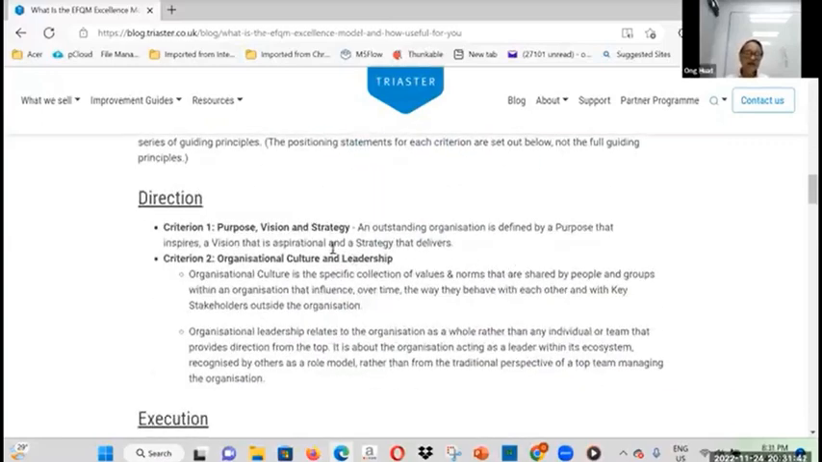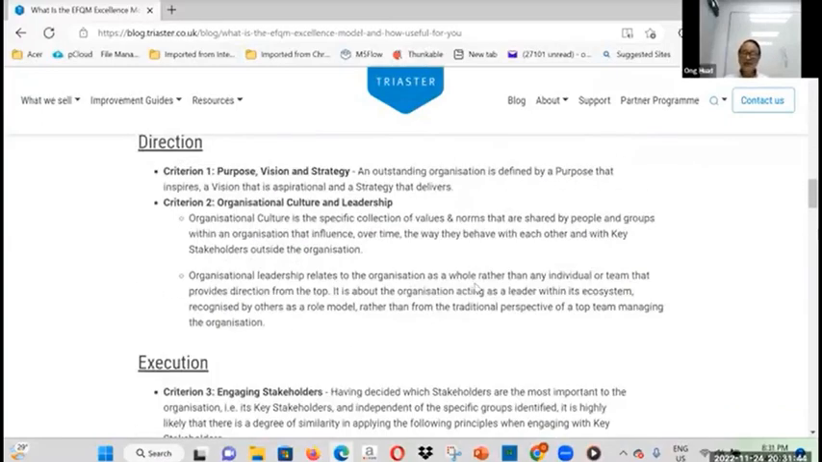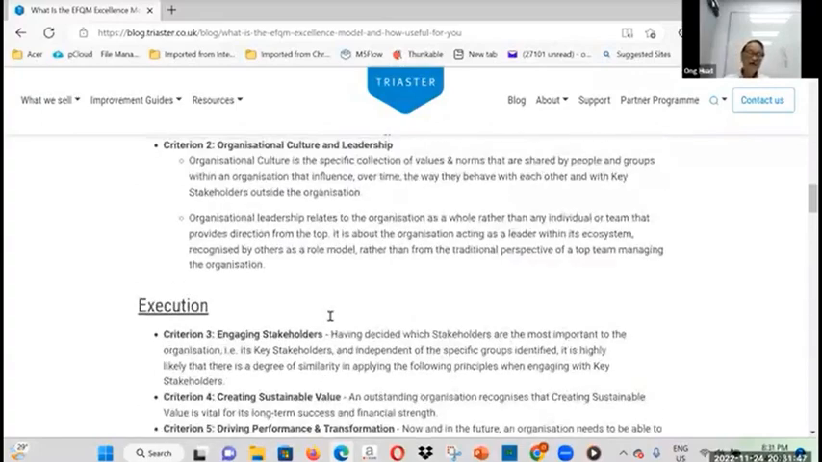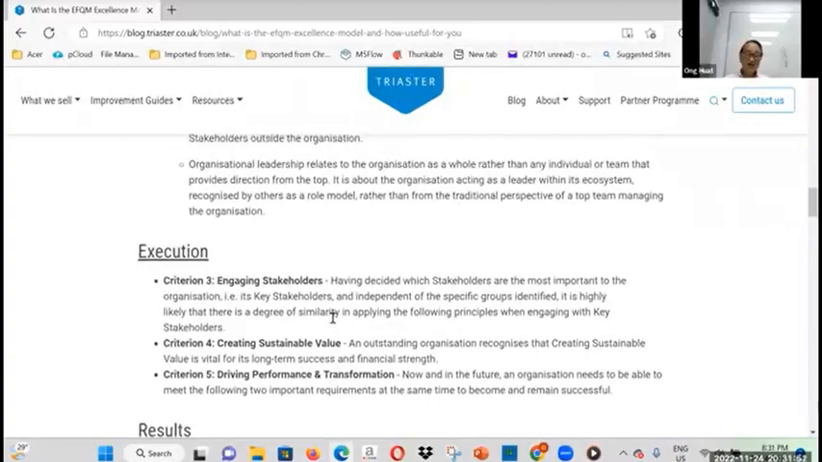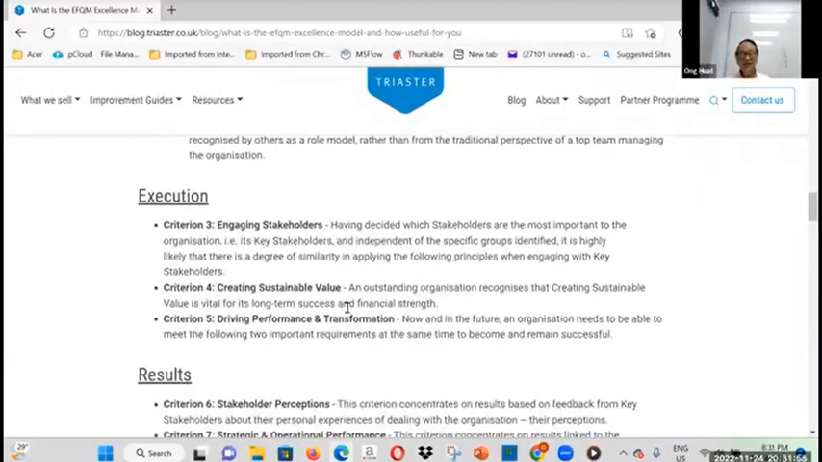So the first criteria is the 1 and 2. Then the 3, 4, and 5 is no longer a direction. It's an execution, right? To me, execution is something like a kind of chain management, right? So in the execution, this European model wants you to engage the stakeholder. Not all the models ask you to engage the stakeholder. So in that relation, you must be very well versed with the stakeholder mapping, right?